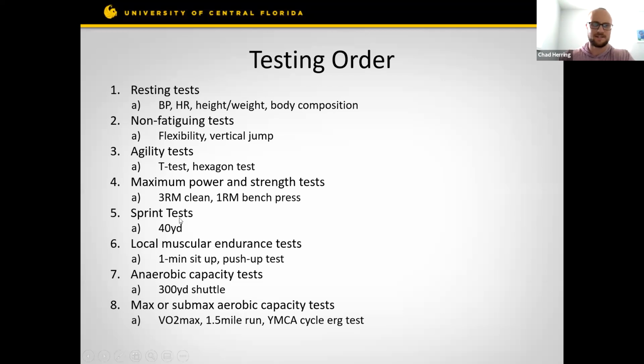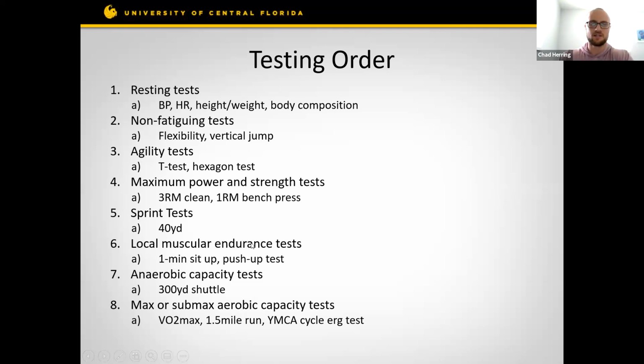Followed by sprint tests. To be honest with you, I don't know how I would feel. I don't think I have ever done a 1 rep max strength test prior to a sprint test. Just letting you know from a practical standpoint, I don't think I would do that. I would probably do agility, then sprint, then max power and strength, but that's what the book says. So we're going to follow that.